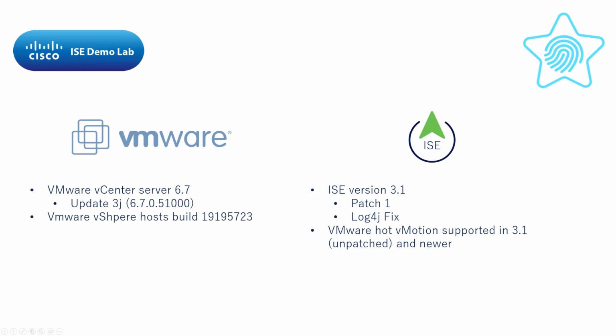That shows up as 6.7.0.51, and I'm also using the vSphere host build 19195723. On the ISE side, I'm using version 3.1, patch 1 with the Log4j Fix.